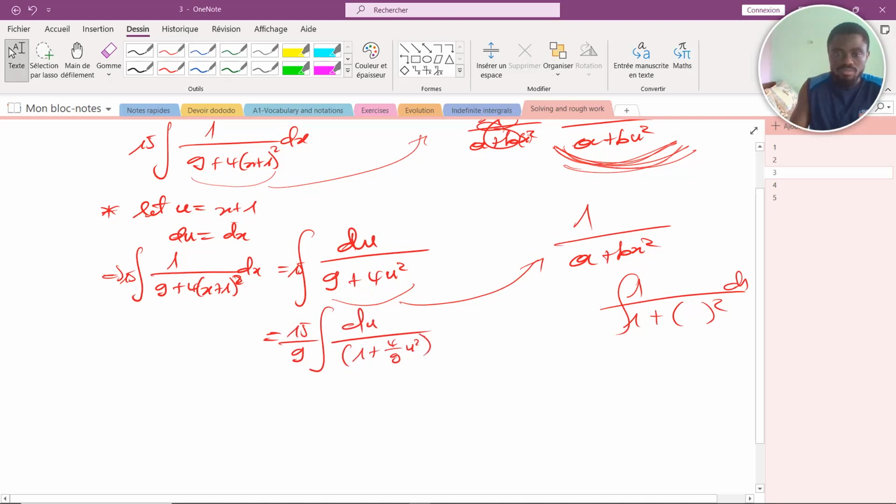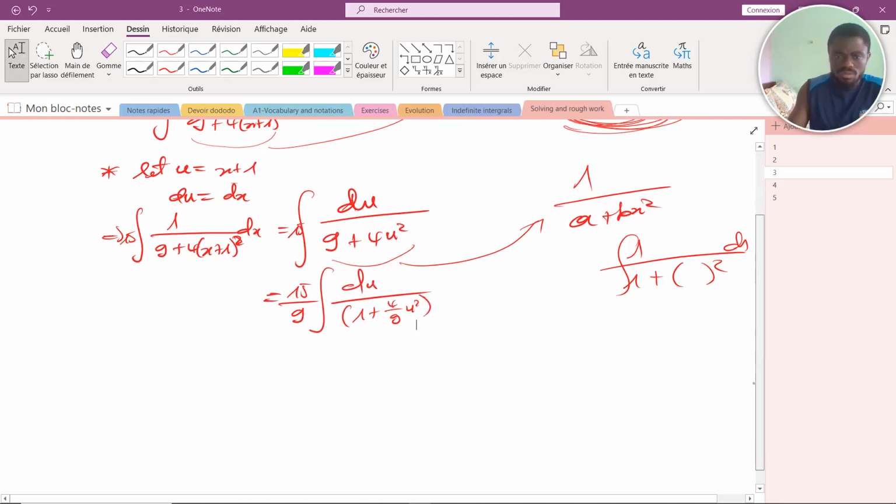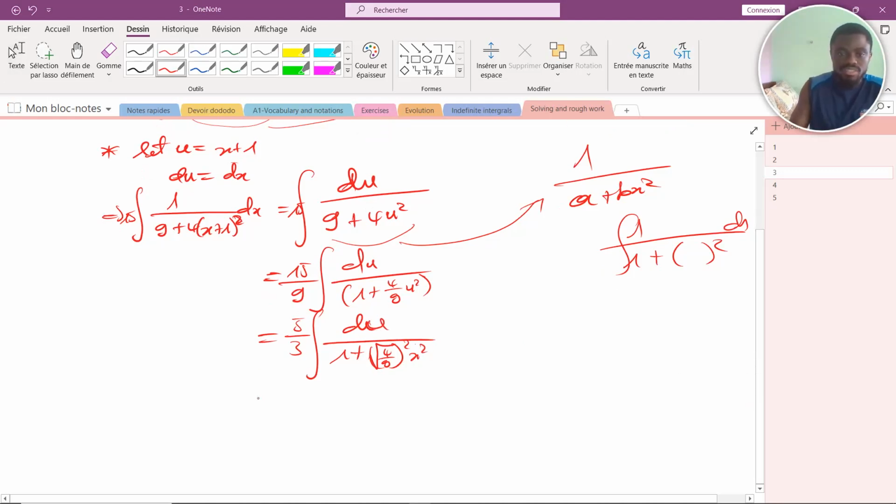I hope that's okay. Now, the next step will be to bring this inside. So this 3 here, 3 times, 3 here, 5 times. This will be the integral of du all over 1 plus the square root of 4 on 9 all squared times u squared. You understand? This is du up here. This will be equal to 5 all over 3.